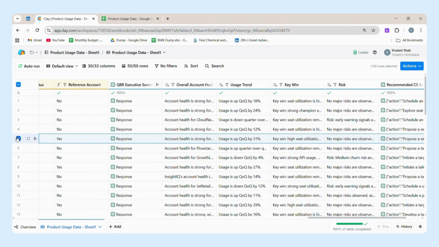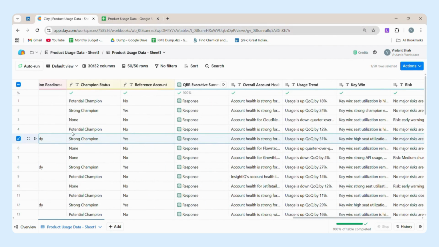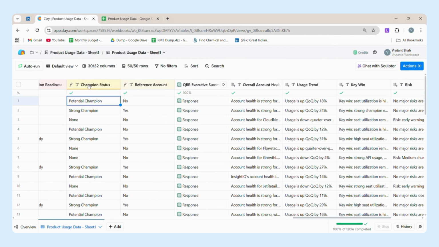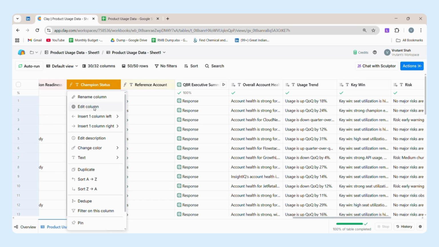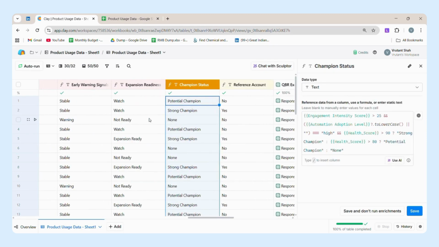Finally, we have even created two more metrics that identify which accounts are champion accounts or potential champion accounts. Now, the definition of a champion account is primarily good accounts. For any company that has built a SaaS product or a fintech product, it is very important to understand who are the customers who are going to give them recurring revenue. And the champion status or the champion signal exactly identifies that.